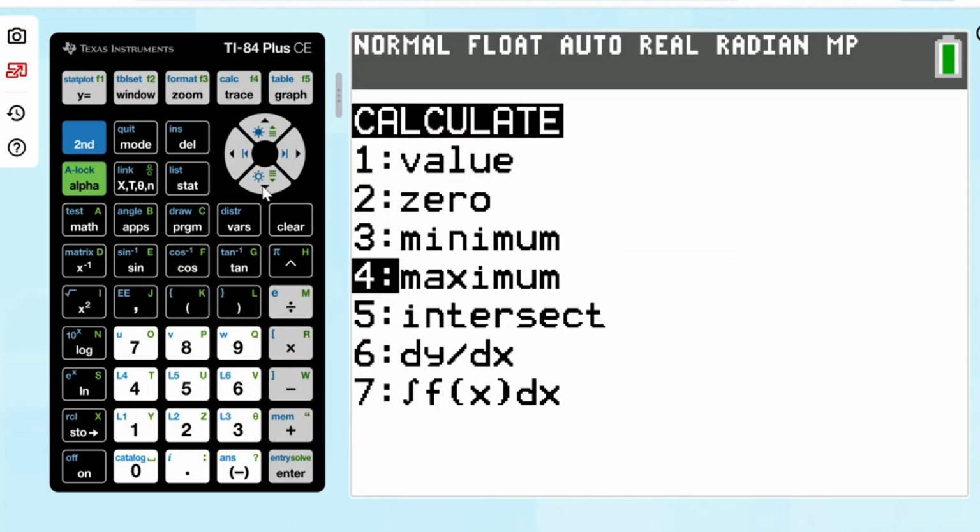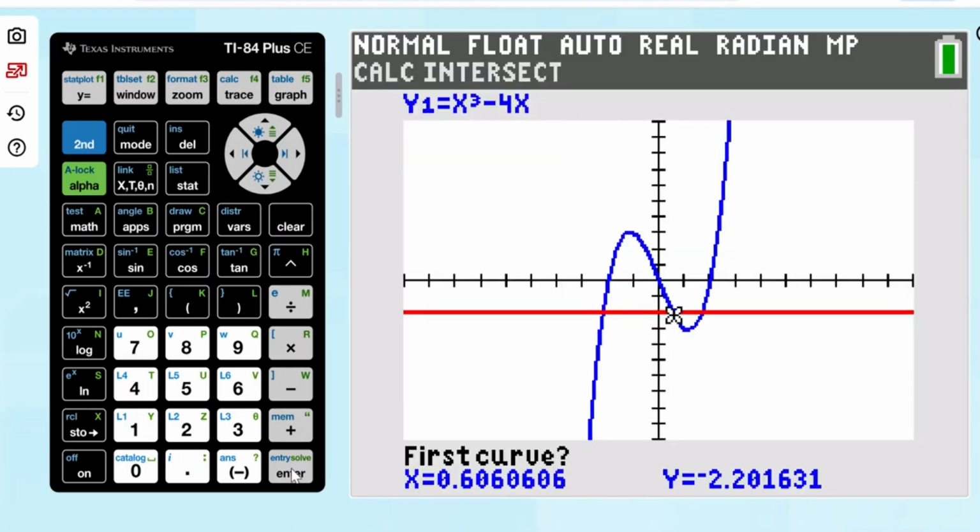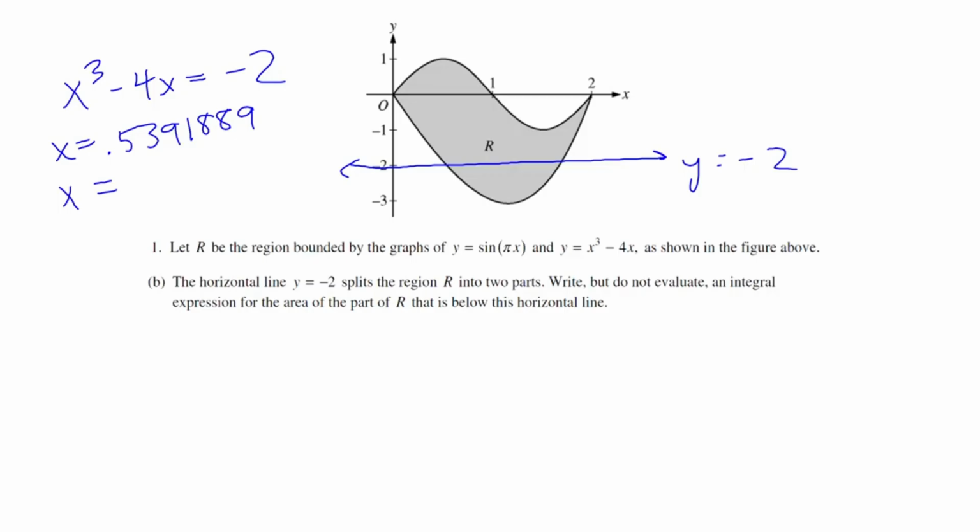And we know we have another point here, so we'll do that again. Second trace, option 5 for intersect. Go close over to that other intersection point, hit enter, go a little past it, hit enter, and we get, looks like, 1.6751309.